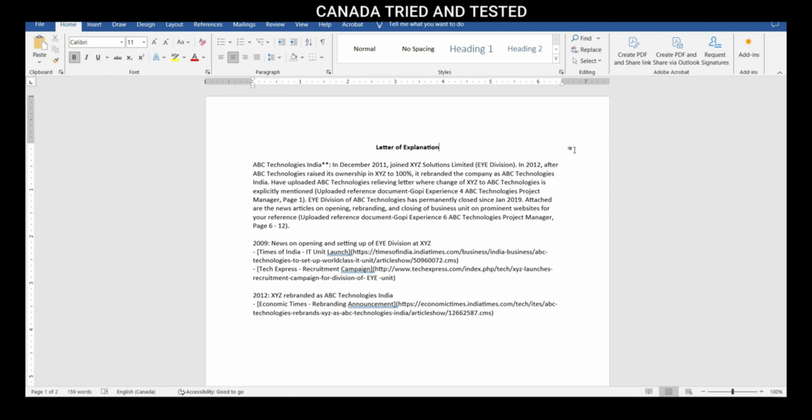I'm showing you the same thing except for a change of company names and other details. Okay, so here, ABC Technologies India, I joined this in say 2011, and when I joined, this company was XYZ Solutions and I was part of the EY division. And in 2012, after ABC Technology raised its ownership in XYZ to 100%, it rebranded as ABC Technology India. So I uploaded the relieving letter where the change of company name was explicitly mentioned. And I also uploaded the reference document for the experience, and I mentioned the page on which this has been mentioned on the company letterhead.